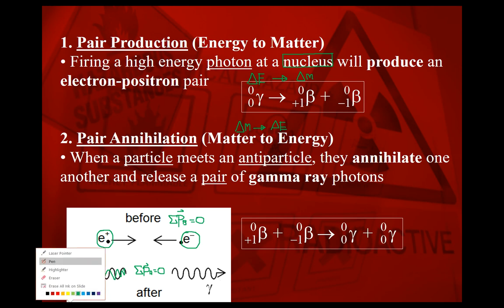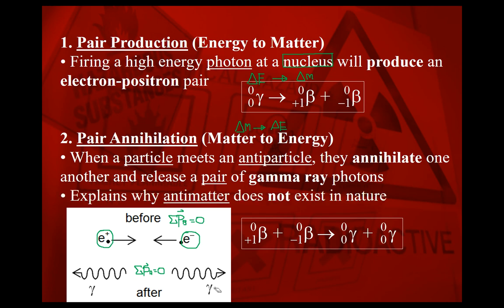By having a pair of gamma rays, well, this gamma ray would have momentum towards the left. This one would have momentum towards the right. Because momentum is a vector quantity, those two momentum values would cancel off to give you a net momentum of nothing. This pair annihilation explains why antimatter doesn't really exist in nature, not in a natural setting anyways. In a controlled lab setting, we can get some antimatter, but otherwise not so much.